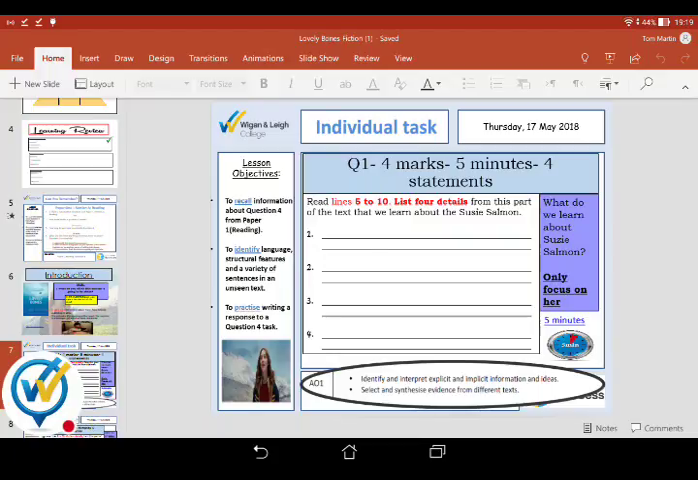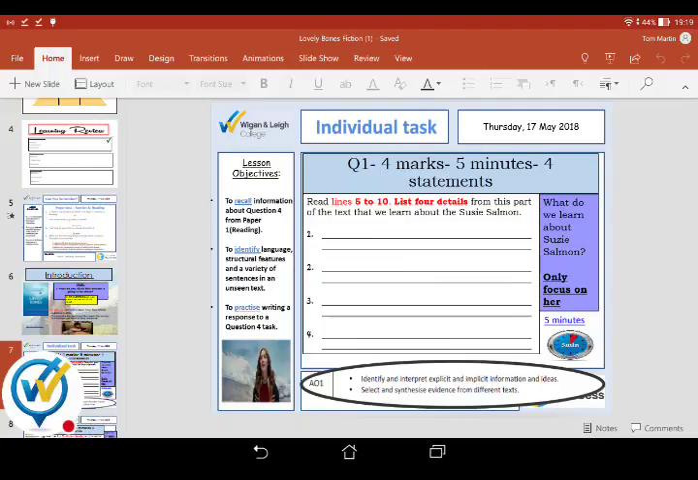A really good tip with this is please make sure that you read the line numbers 5 to 10 or whatever it says on your exam. They're not always going to be 5 to 10, but they're usually at the beginning of the text. But please make sure. If you answer outside of those lines, you won't gain the marks.